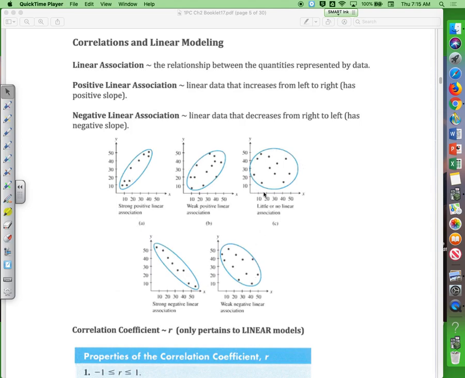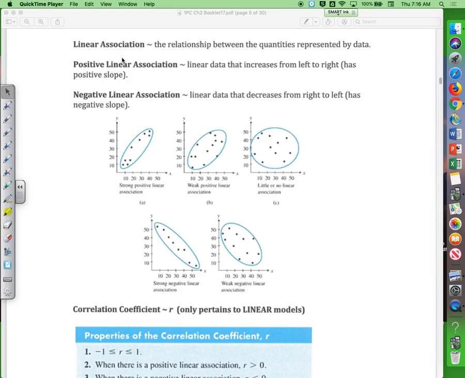The wider the bubble is, the more it looks like a circle, and then you really have no correlation. Whatever this is and this represents, they really have no correlation or relation to each other. If your bubble is going up from left to right, then it's a positive correlation. If it's going down from left to right, then it's a negative correlation. And these say linear because it's in the shape of a line.